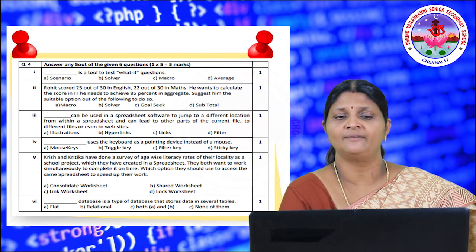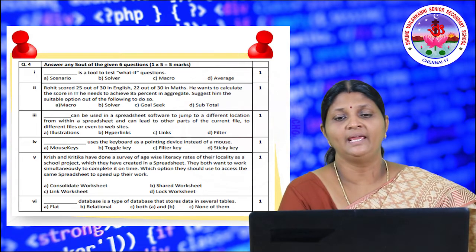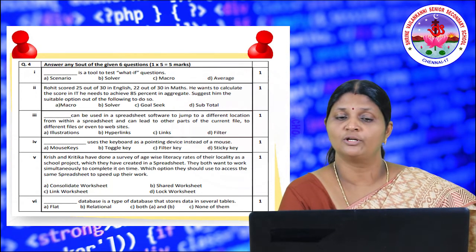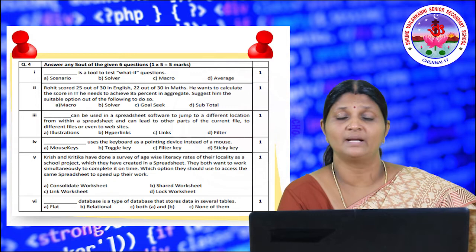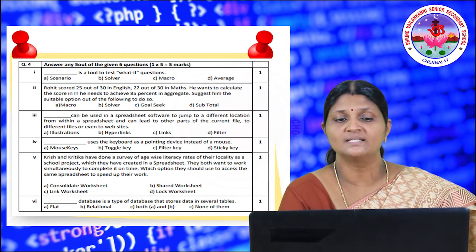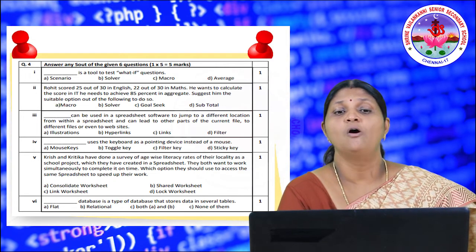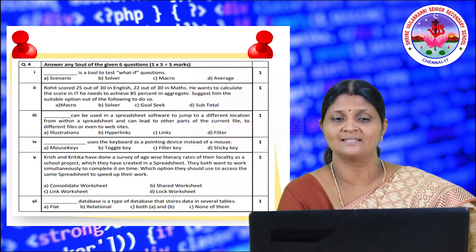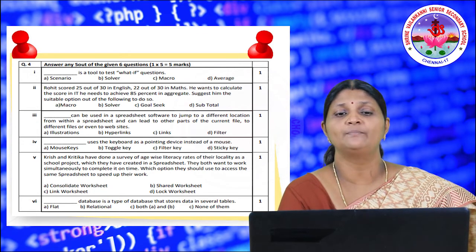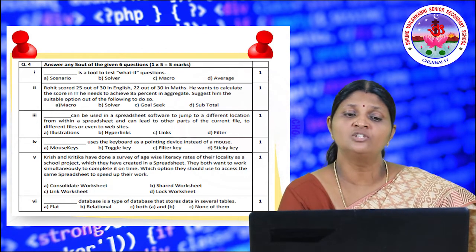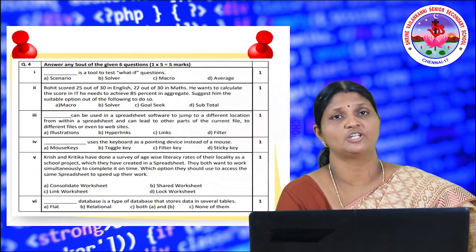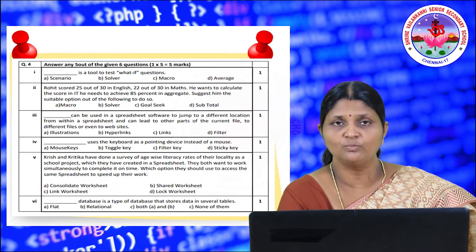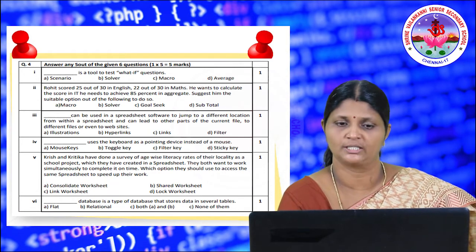Krish and Kritika have done a survey of age-wise literacy rates of their locality as a school project, which they have created in a spreadsheet. They both want to work simultaneously to complete it on time. Which option should they use to access the same spreadsheet to speed up their work? Consolidate worksheet, shared worksheet, link worksheet, lock worksheet. Which is the one to be used? It is the shared worksheet.